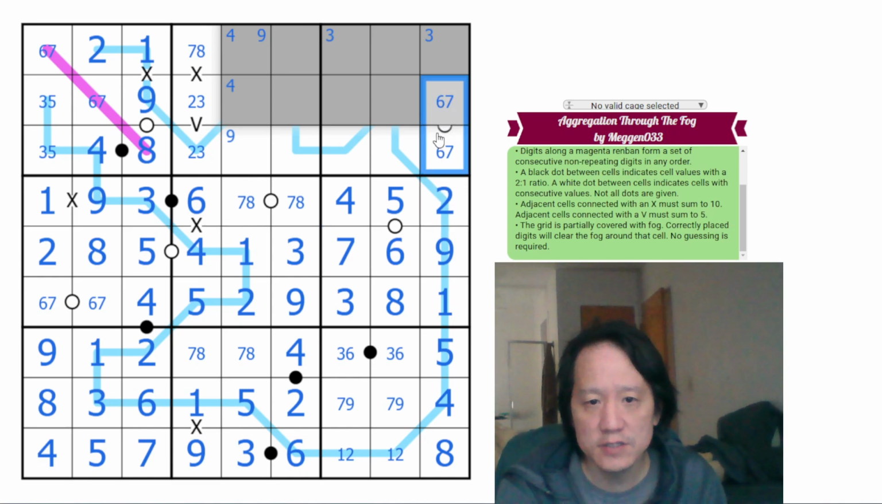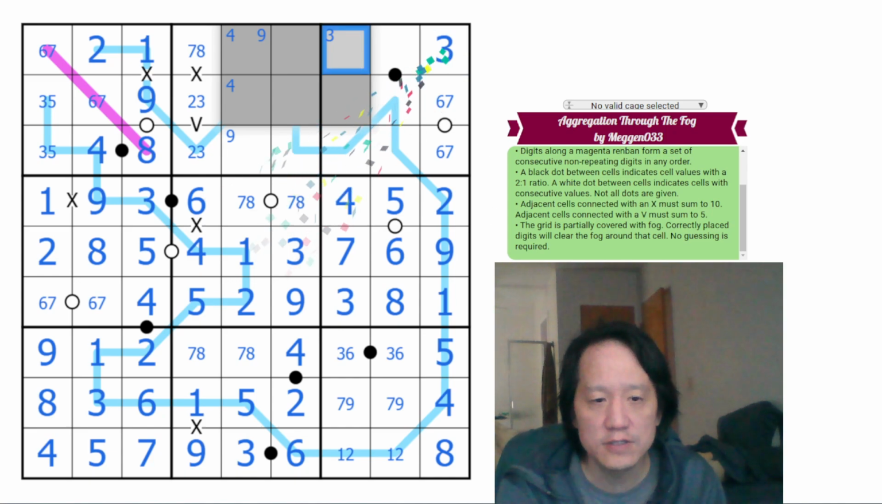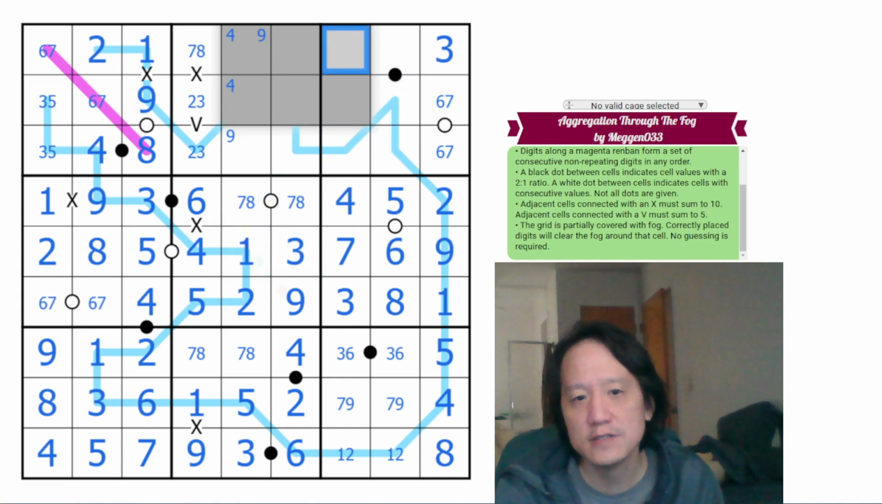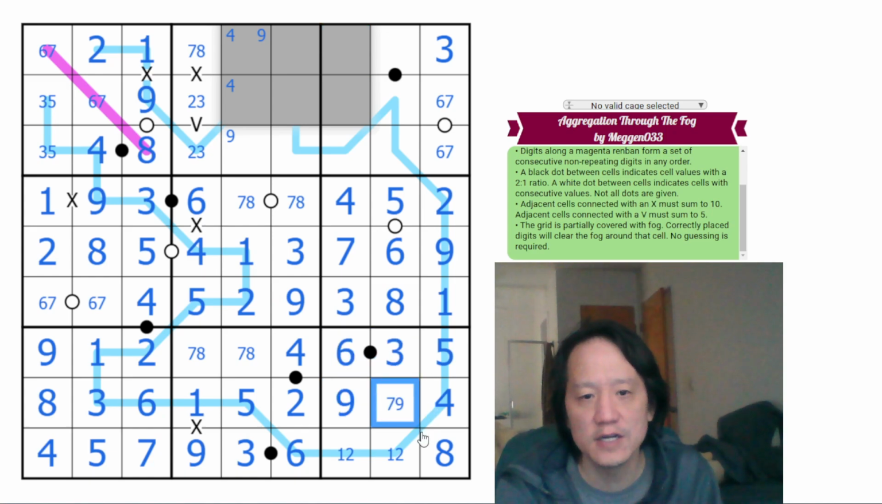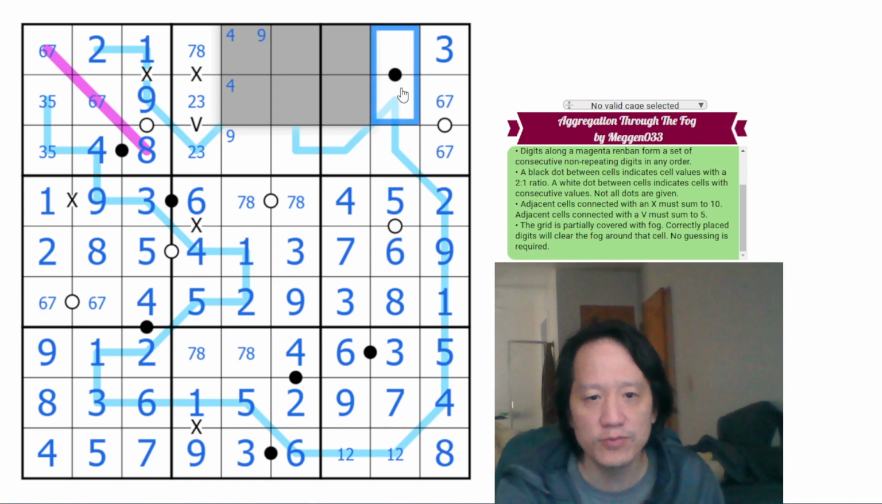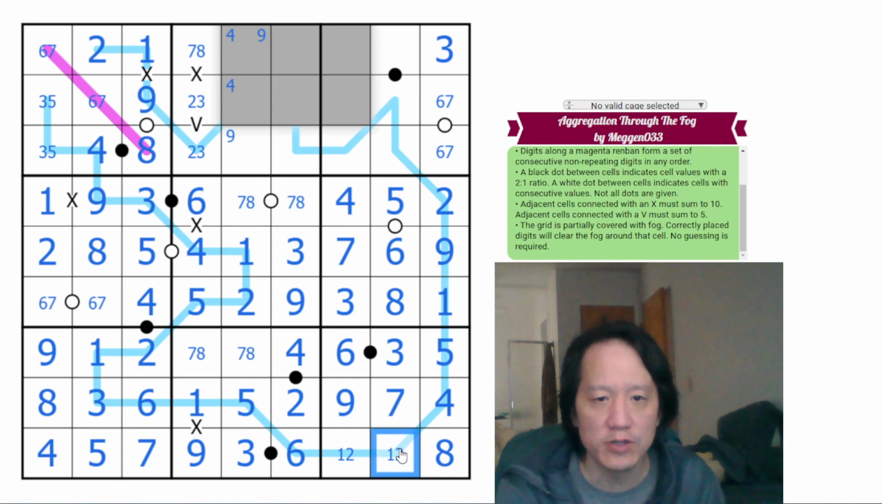Okay, so this is 6, 7, and this has to be the 3. So this can't be 3. That's 3 in the corner. Let's celebrate. This can't be 3. This is a 6. This is a 3. This can't be 7. This is a 9. This is a 7. This is a 1-2 ratio. It cannot be 3, 6. It cannot be 1, 2 because that would eliminate both possibilities here. It has to be 2, 4.